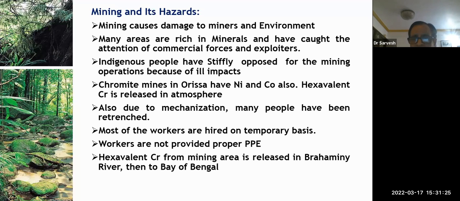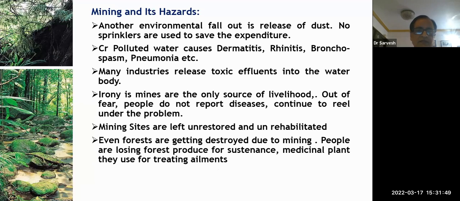Due to mechanization, many people have been retrenched because machines have been added, so even they have lost the job also. Most of the workers are hired on temporary basis, and even the personal protective equipment is not provided. Hexavalent chromium from the mining area is released in the Brahmani river. So that is a matter of concern because that will affect the aquatic body and the animals of that particular aquatic body.